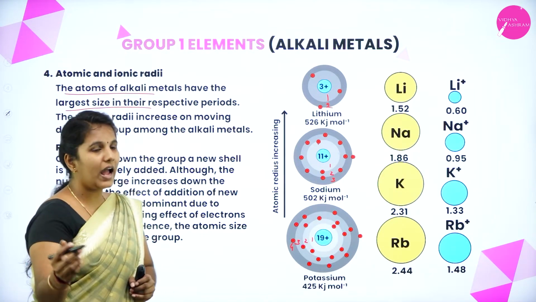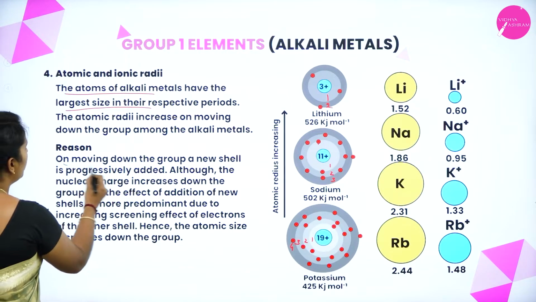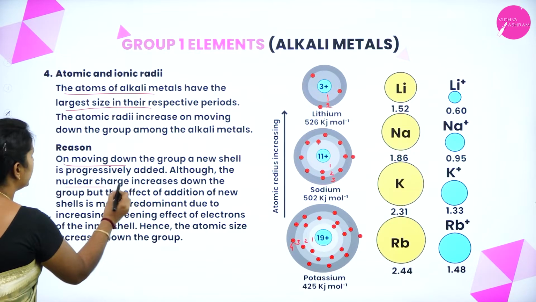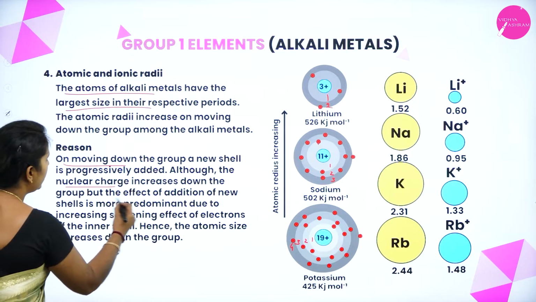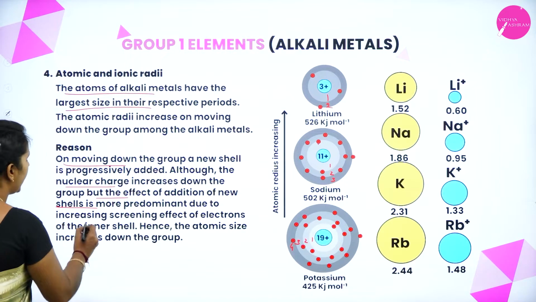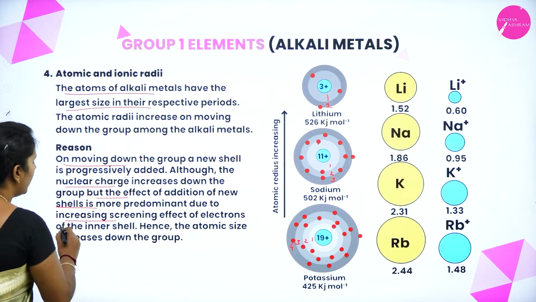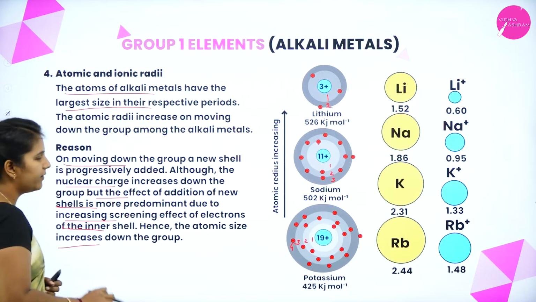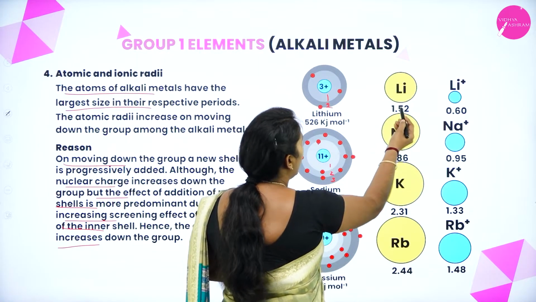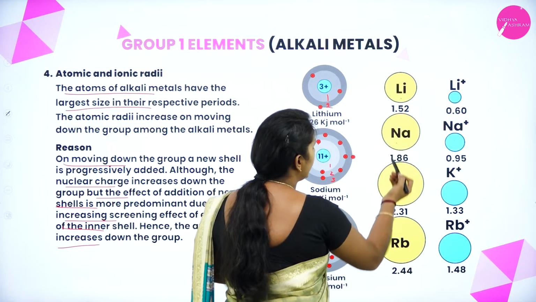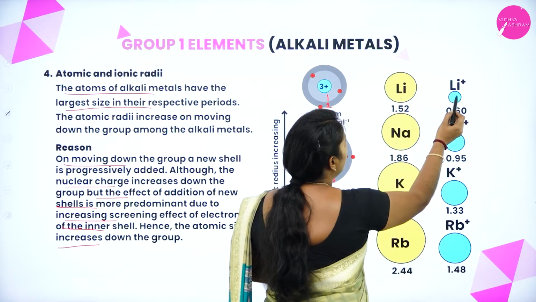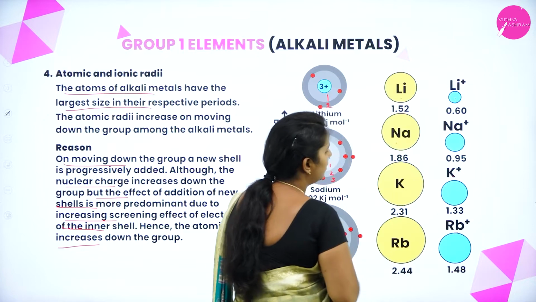When I talk about the ionic radii, on moving down the group, new shells are progressively added. Though the nuclear charge increases down the group, the effect of the addition of new shells is more prominent due to the increased screening effect of the electrons in the inner shells. Hence the atomic radii increase down the group. Here you can see that I have written the atomic radii of lithium, sodium, potassium and rubidium, and also the ionic radii of lithium, sodium, potassium and rubidium.